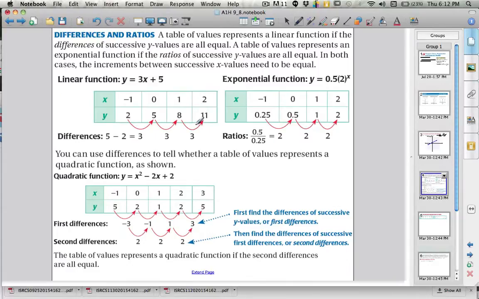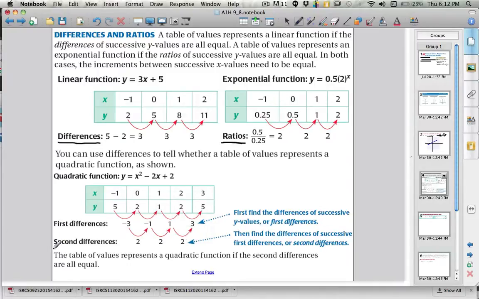And that's what we would call the slope. Now that's not true when we look at an exponential function, and instead what we get is that when we divide, so 0.5 divided by 0.25 is 2, 1 divided by 1/2 is 2, 2 divided by 1 is 2. We have a common ratio. So this is a common difference. A common ratio is a sign of an exponential function. And when we look at a quadratic function, the quadratic function doesn't have the same difference in the first set, but if I find the differences between the differences, negative 1 minus negative 3 is 2. 1 minus negative 1 is 2. 3 minus 1 is 2.